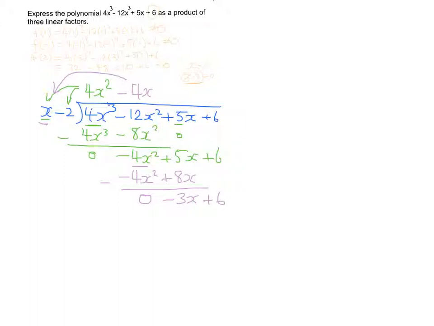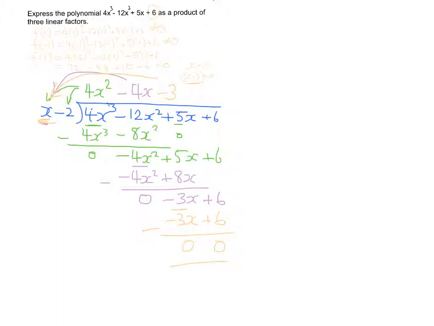I'll change colours once more. Then we start with the bottom line down here, -3x divided by the x at the front is -3. And then again we multiply everything through, so -3 times x is -3x. -3 by -2 is +6. Take away, so -3x take away -3x is 0. 6 take away 6 is 0, so that's where we get to at the end.